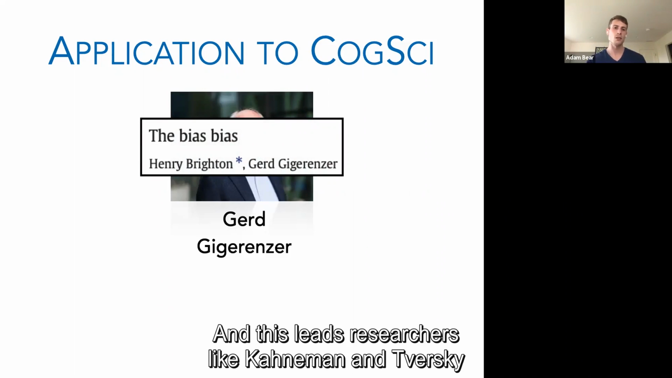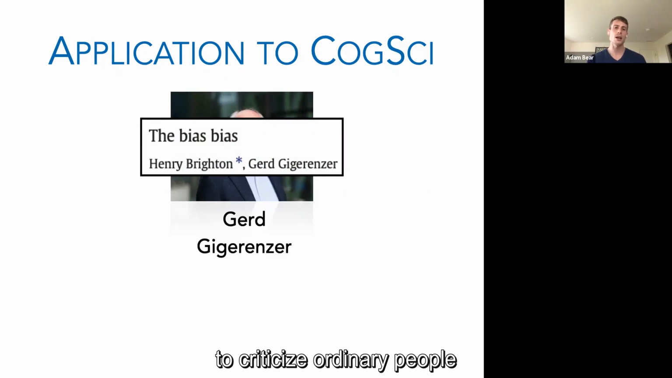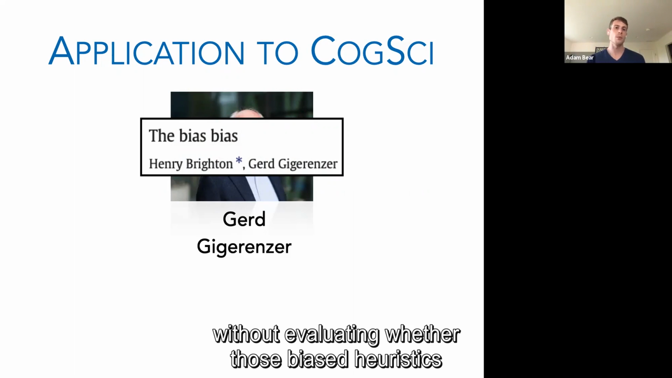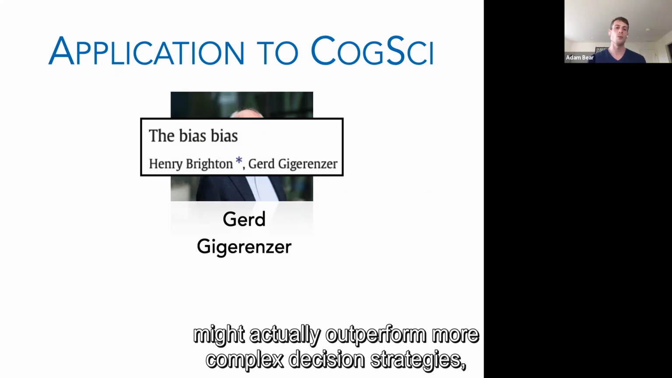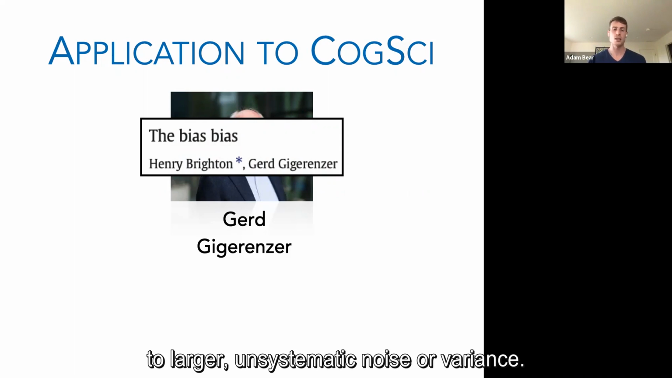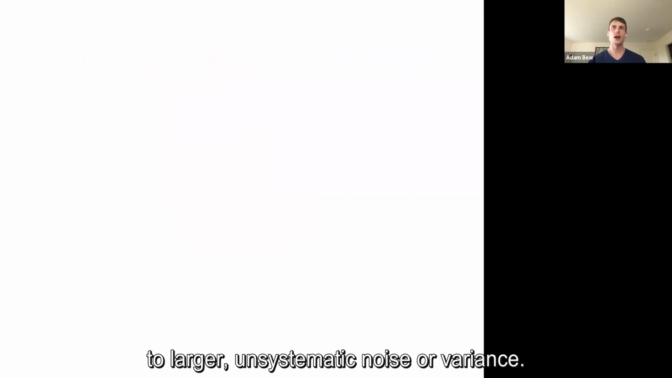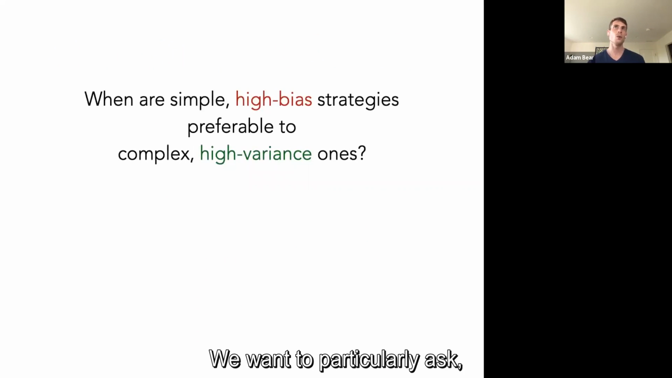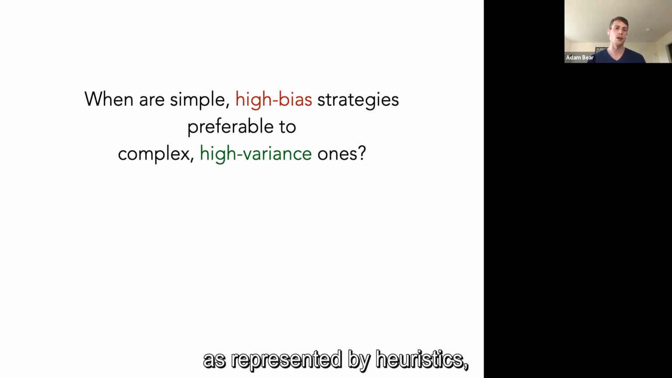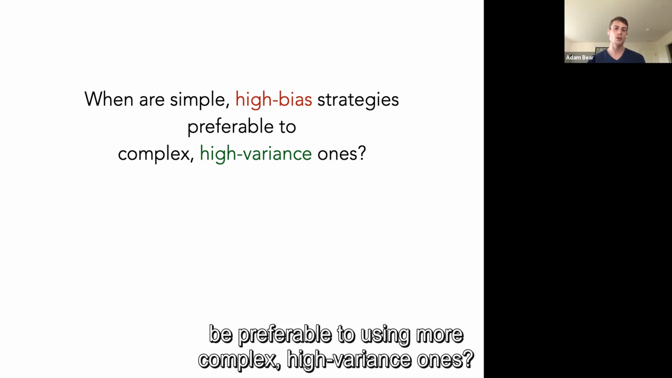And this leads researchers like Kahneman and Tversky to criticize ordinary people for using biased heuristics to solve problems without evaluating whether those biased heuristics might actually outperform more complex decision strategies, which might be susceptible to larger unsystematic noise or variance. And we want to build on this question today. We want to particularly ask, when might the simple high bias strategies as represented by heuristics or other simple cognitive abilities be preferable to using more complex high variance ones?